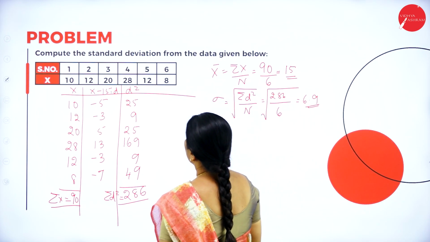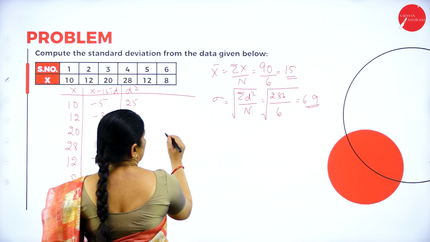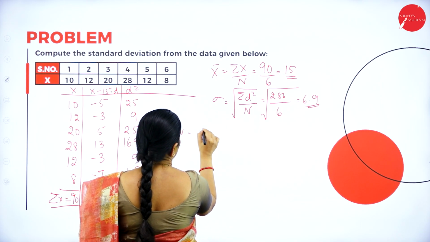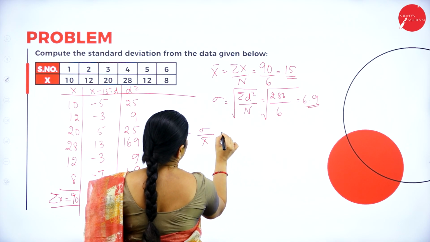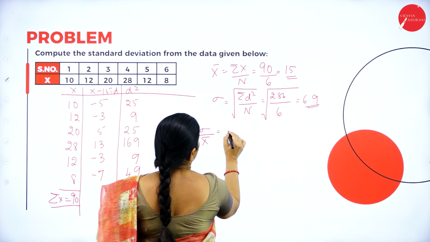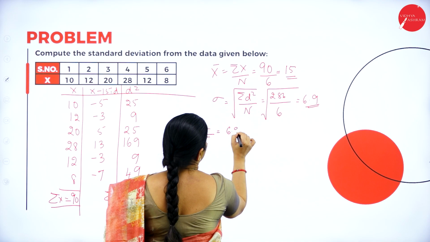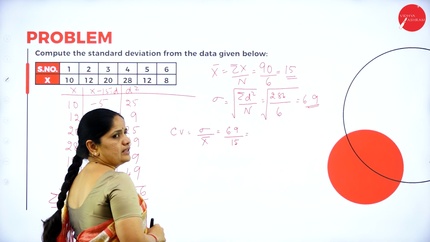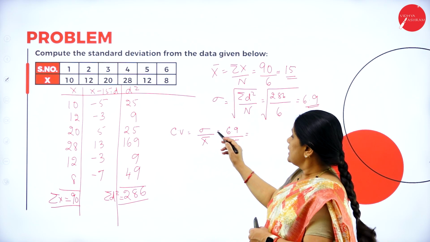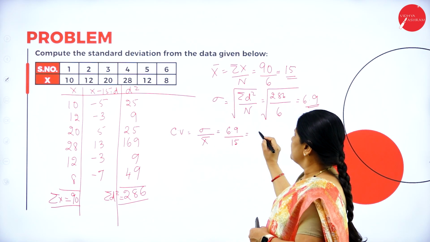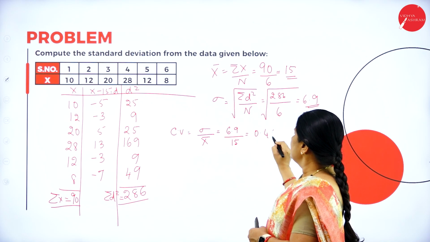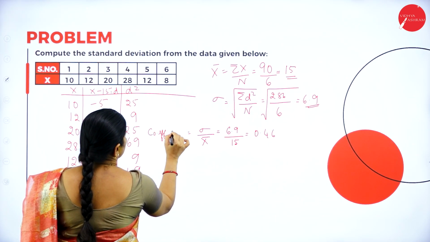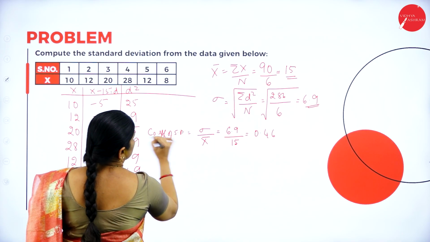Now we have to calculate the coefficient of variation. CV will be equal to standard deviation by mean. So that will be equal to 6.9 divided by 15, which equals 0.46. This is the coefficient of standard deviation.